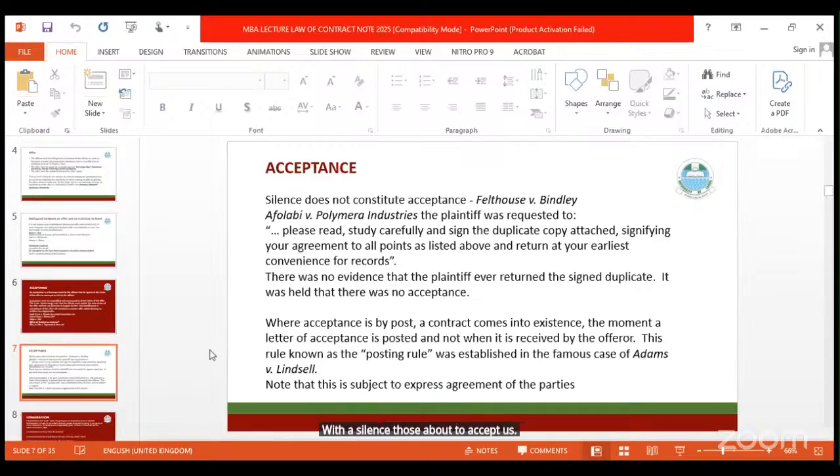And the case of Faith House versus Binley, can someone also Google this case? Very important case for you to also take note of. Faith House versus Binley. So while lectures are going on, you can Google the case of Faith House and Binley, then also the case of Adams and Linsen on Postal Road. Very important cases that you must know as students of law of contract. Let me not put it that way. Not students, lawyers of law of contract.